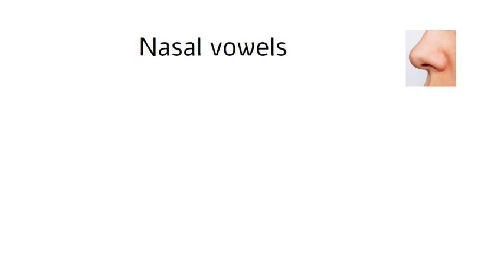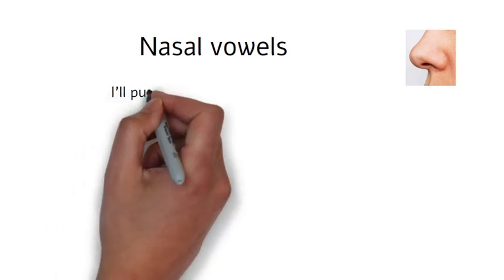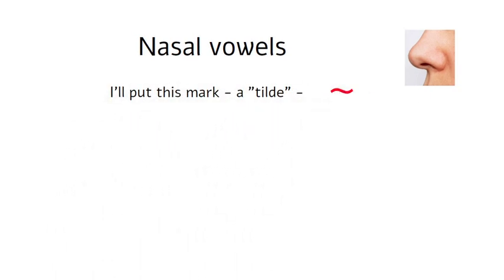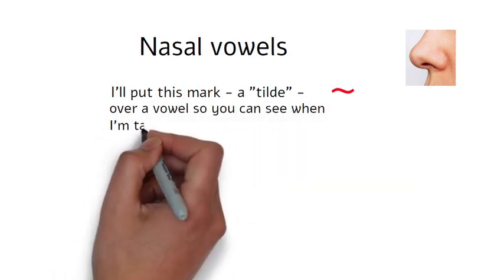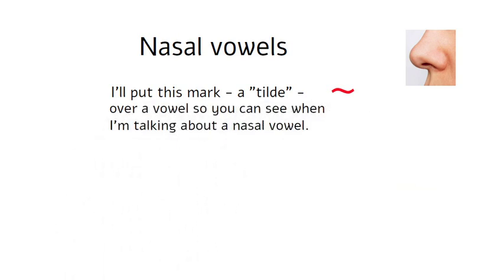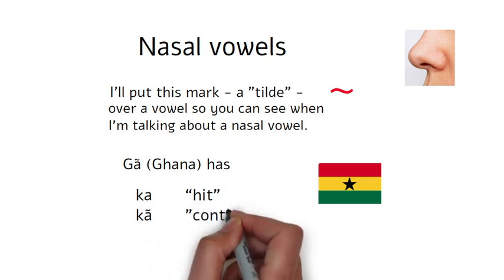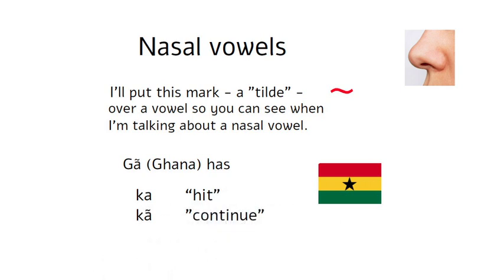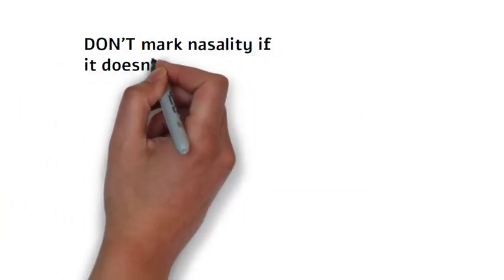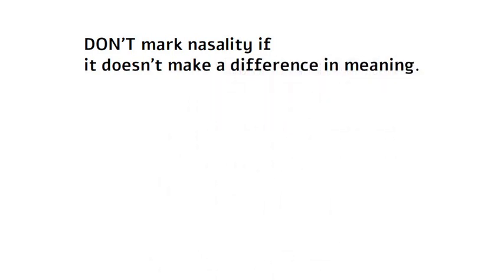We want to mark this only when it makes a difference in meaning, right? Yes, I will put a tilde like this over a vowel so you can see when I'm talking about a nasal vowel, as well as hear me. Ga of Ghana has ka meaning to hit and ka meaning continue. So you need to mark that nasal vowel in some way. But you do not want to mark nasality when it does not make a difference in meaning. Tell us more about that.